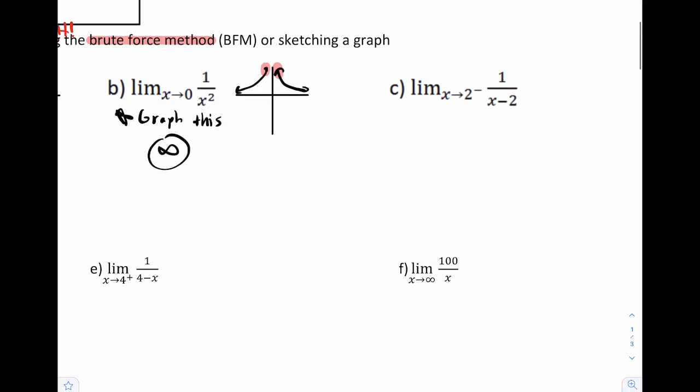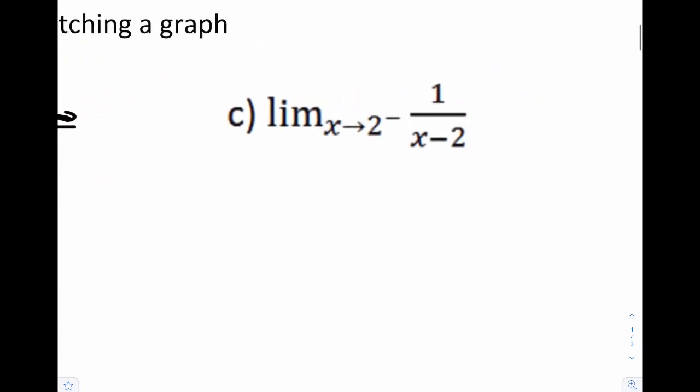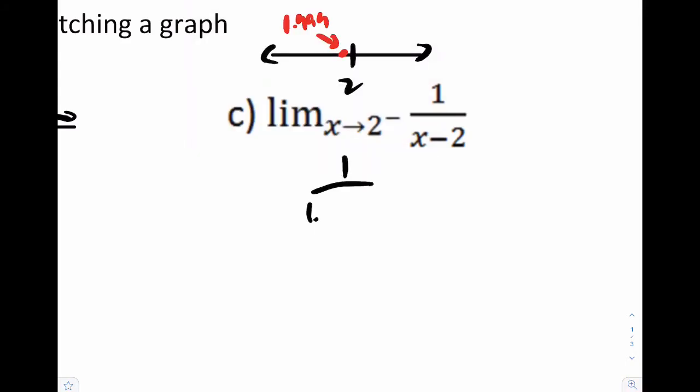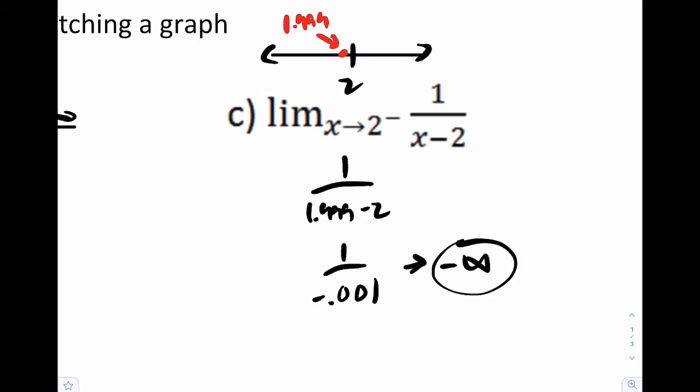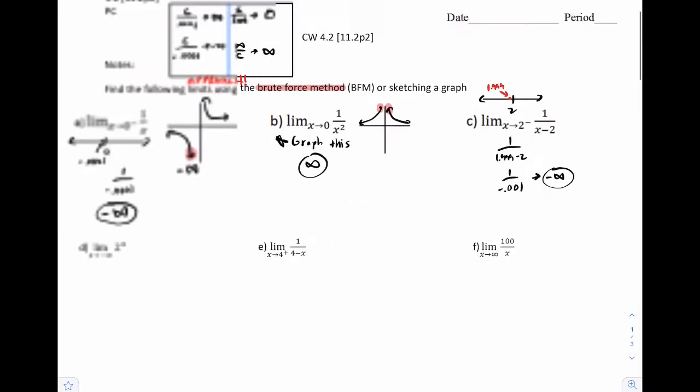Let's go to our next one. Approaching 2 from the left. So once again, you can imagine your number line. Here's 2. Let's approach it from the left. That'd be like 1.999. We're going to plug that in. 1 over 1.999 minus 2. That's 1 over negative 0.001. And that's going to approach negative infinity. And there's our limit. A couple more here.